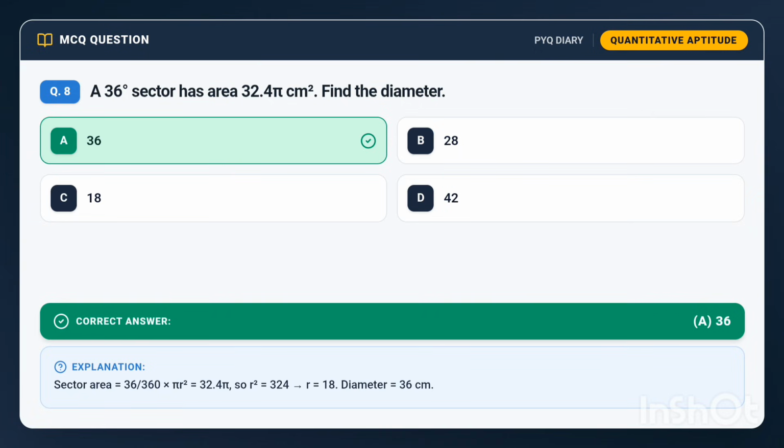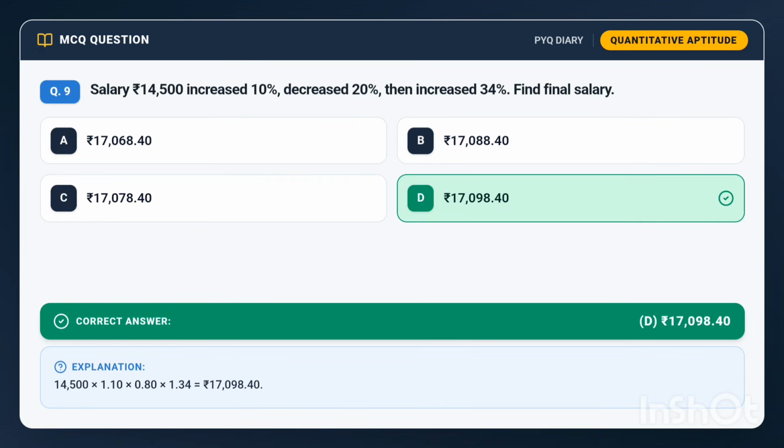Question number 9. A salary of 14,500 rupees is increased by 10%, decreased by 20%, and then increased by 34%. Find the final salary. Your options are A, $17,068.40, B, $17,088.40, C, $17,078.40, and D, $17,098.40. The correct answer is D, $17,098.40.